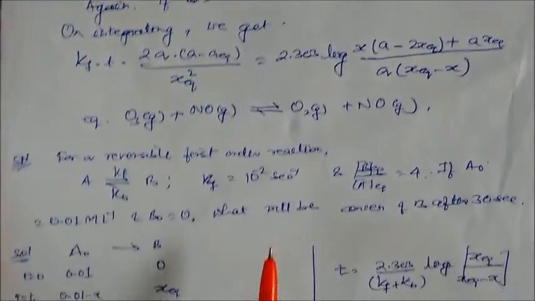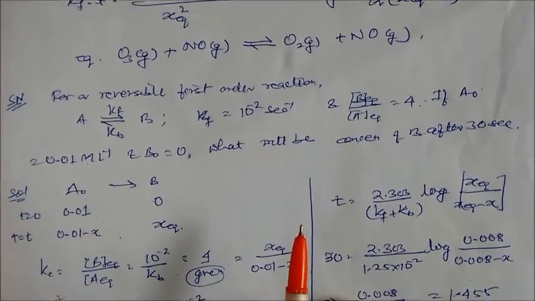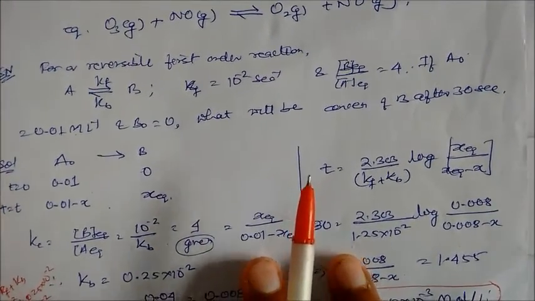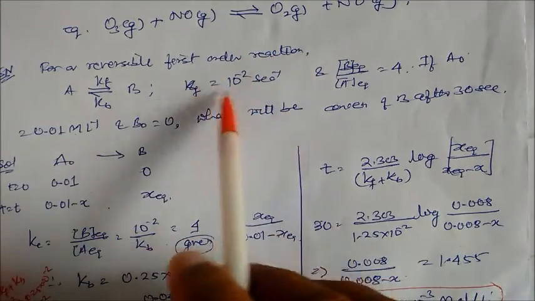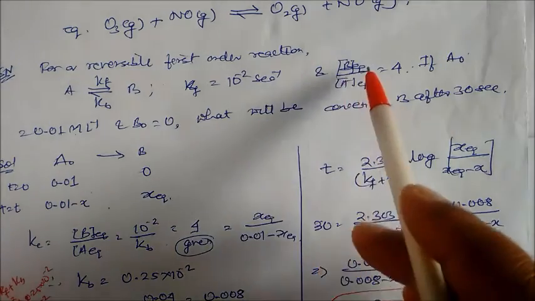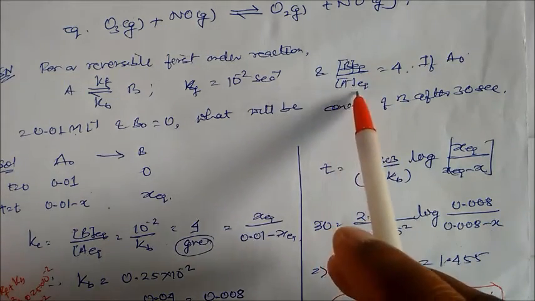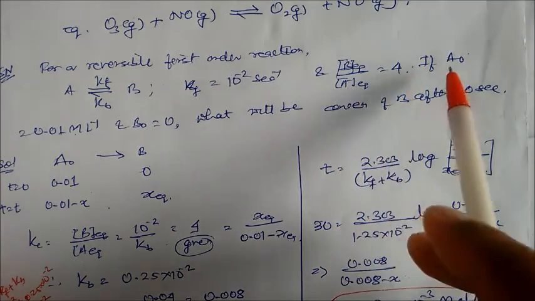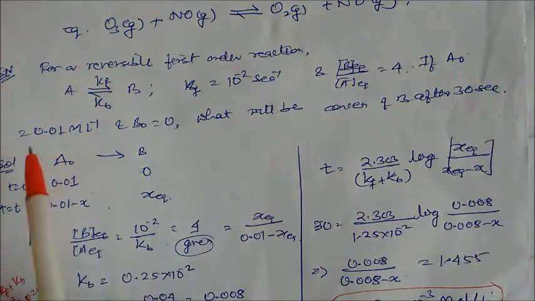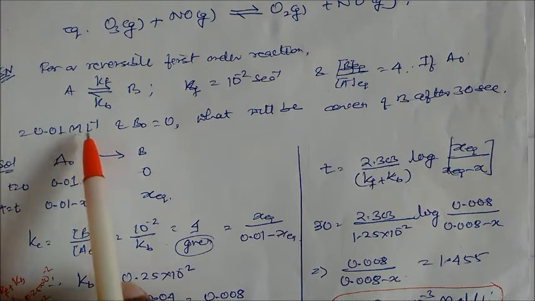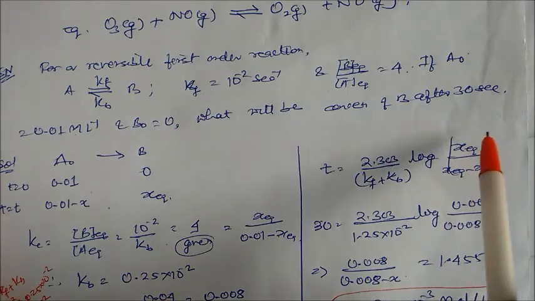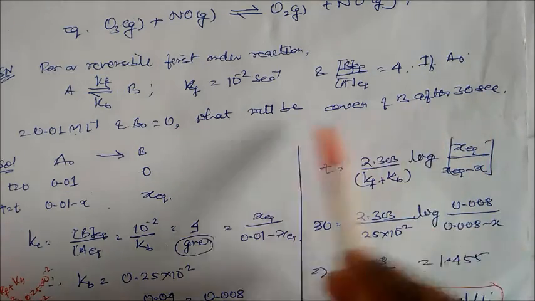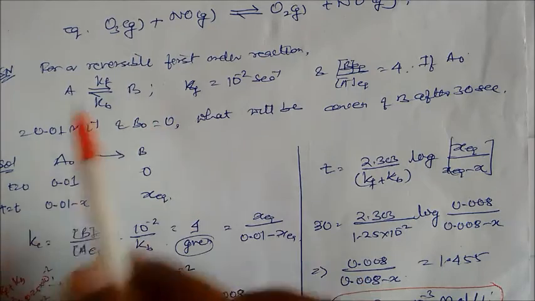So now we'll see some numericals, one numerical. For a reversible first order reaction, Kf is given as 10 to the minus 2 per second, and B equilibrium by A equilibrium is equal to 4. Now if the initial amount of A is 0.01 moles per liter, and B naught is 0, what will be the concentration of B after 30 seconds?